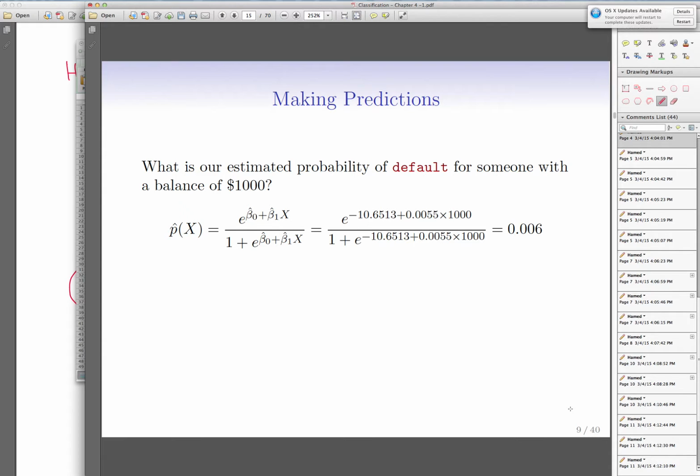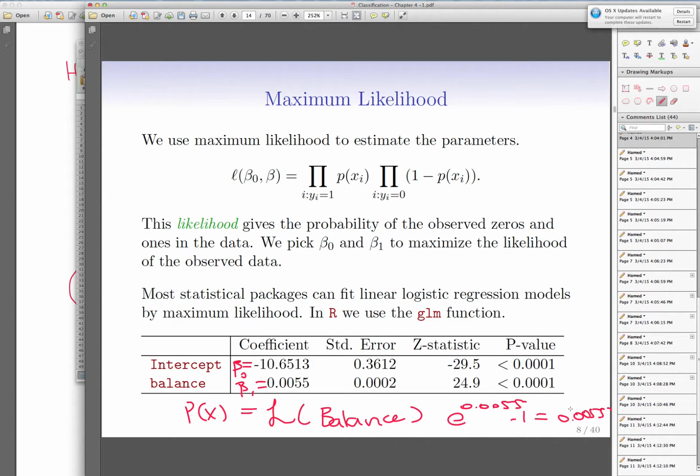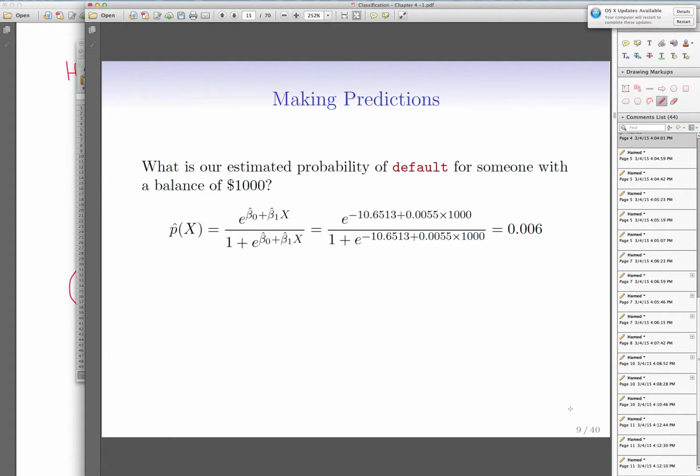So based on these numbers, for this intercept and this balance, let's estimate what are the odds of default at $1,000 balance. So beta hat 0 was negative 10.65. Beta hat 1 was 0.0055. The only thing that is left is that we replace 1,000 here by x. So if you just plug in numbers, you get 0.006. That means you estimate that on average, the odds of default for $1,000 balance is 0.6%.